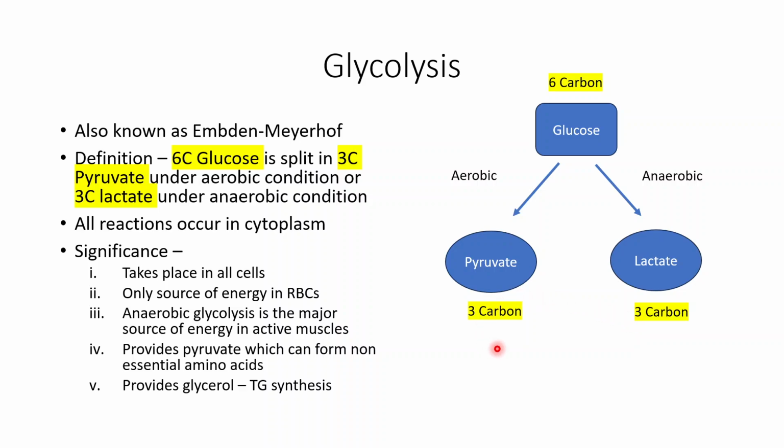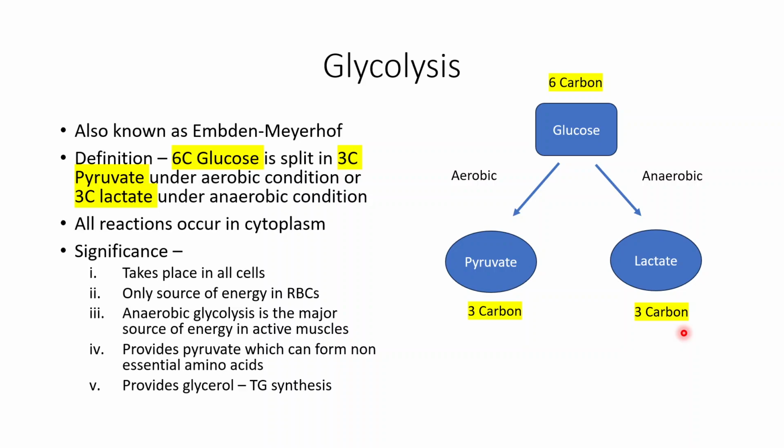Now pyruvate is formed when there is oxygen present. So under aerobic conditions you will get pyruvate. Under anaerobic conditions, when we do not have oxygen, then you get formation of lactate. Now glycolysis occurs in all the cells of the body and it is the only source of energy for the RBCs. Why? Because RBC does not contain mitochondria.